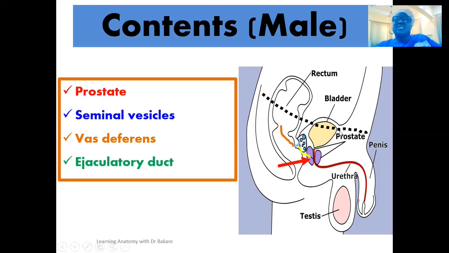This ejaculatory duct is also seen within the true pelvis. It delivers semen into the prostatic urethra. We know that the prostate will also release its own content into the semen before it is finally released into the membranous urethra, then finally through the penile urethra before it is released to the external environment. So these are the structures that are distinct for the male true pelvis.